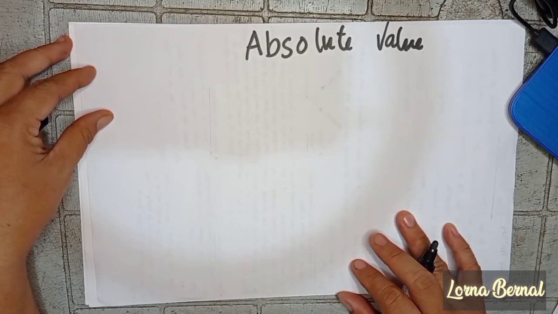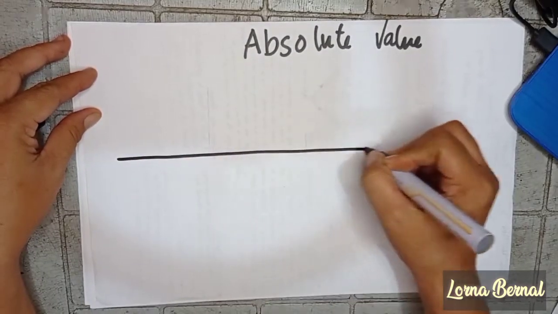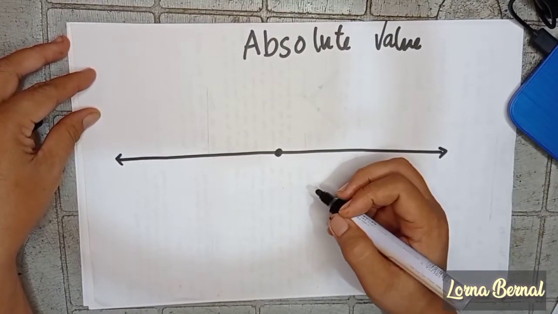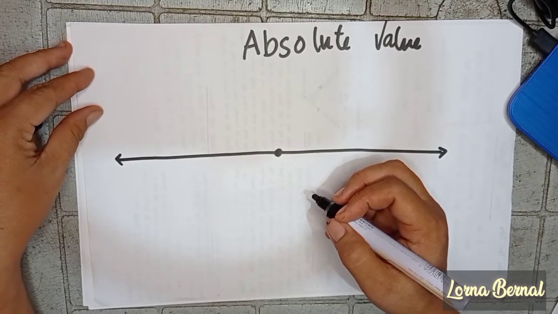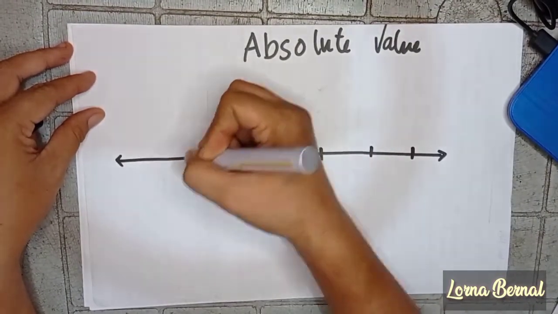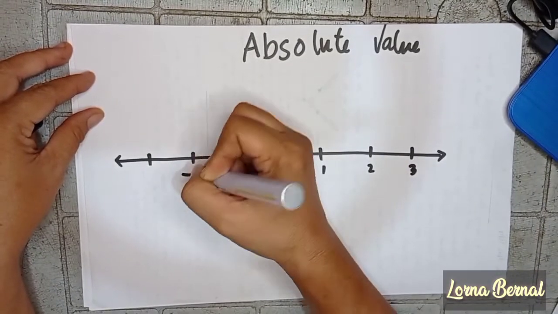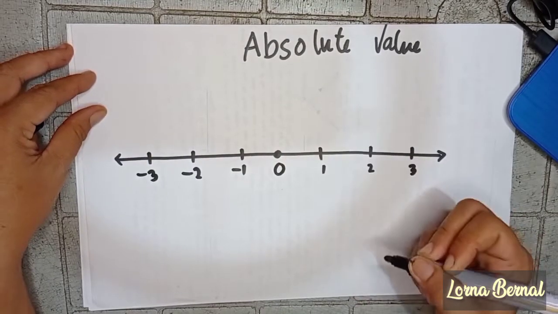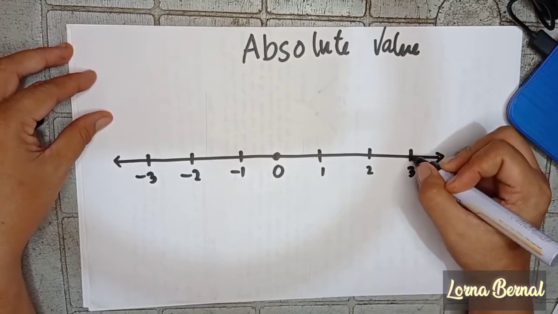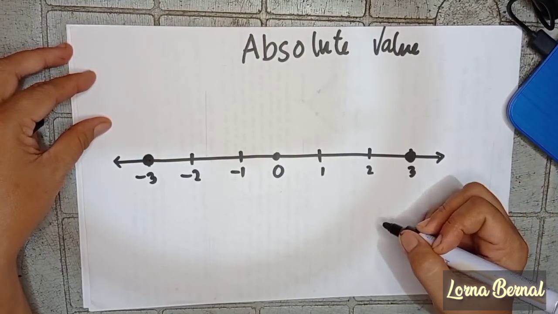So let's try to plot 3 and its additive inverse on a number line. So if this is our number line, let's plot 3 and its additive inverse. 1, 2, 3, negative 1, negative 2, negative 3. So if we plot positive 3 and its additive inverse, here would be positive 3 and its additive inverse, negative 3.